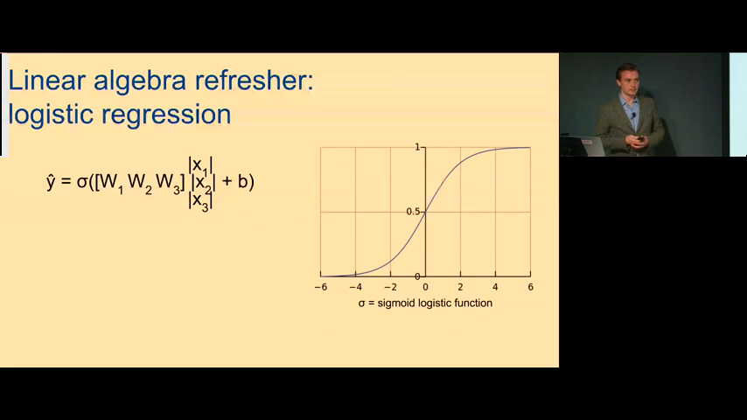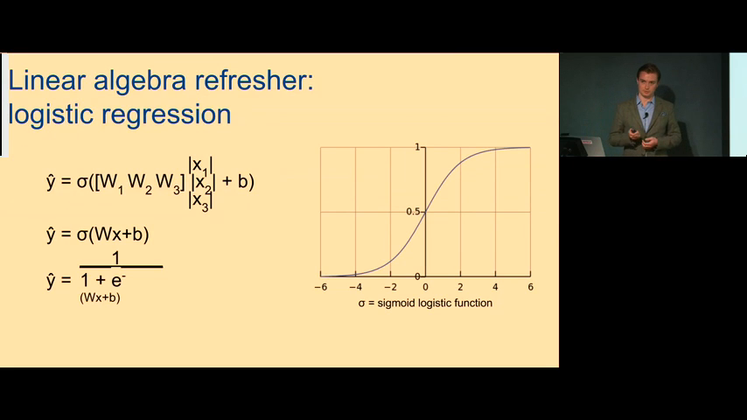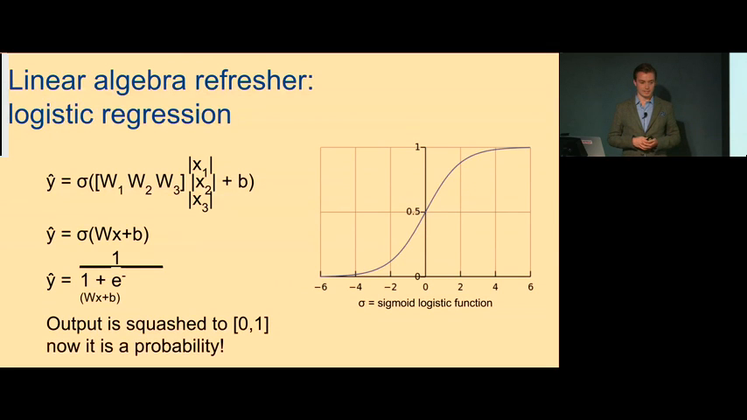Now, to make it nonlinear, all you have to do is take a nonlinear function and put it on top of that matrix multiplication. So now you're just transforming your input data, your x's, with your weights, and you're squashing it with, say, a sigmoid logistic function. There's your matrix multiplication, and your sigmoid logistic function is just 1 over 1 plus e to the negative matrix multiplication. And now it's between 0 and 1, so that gives you a probability.